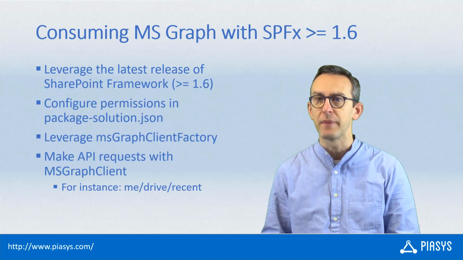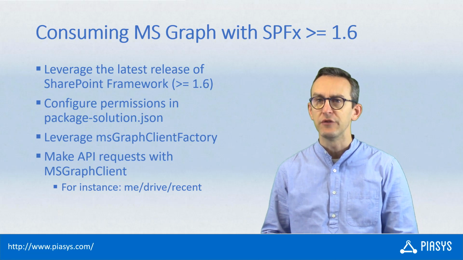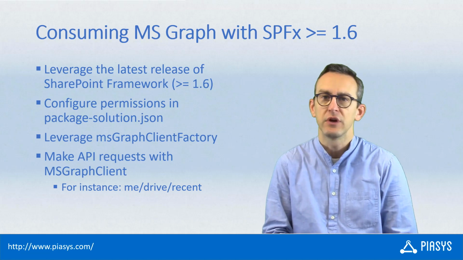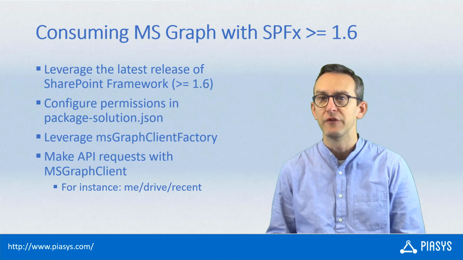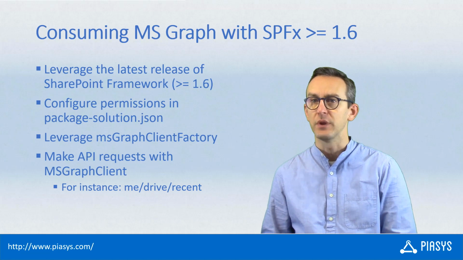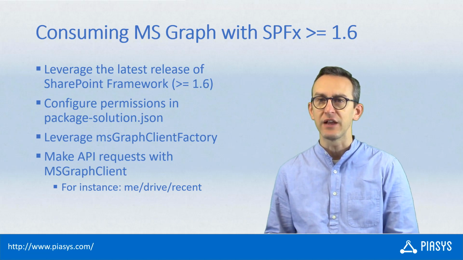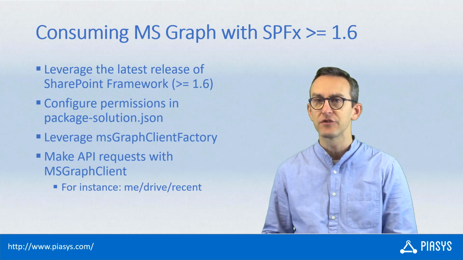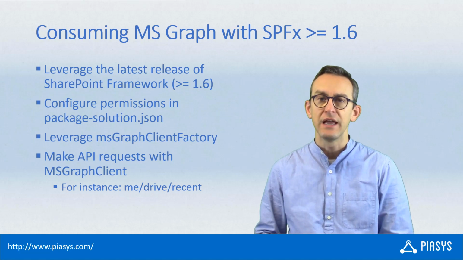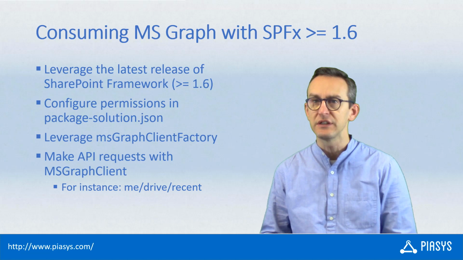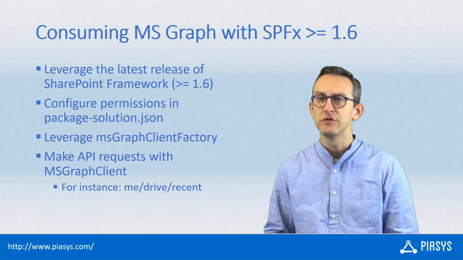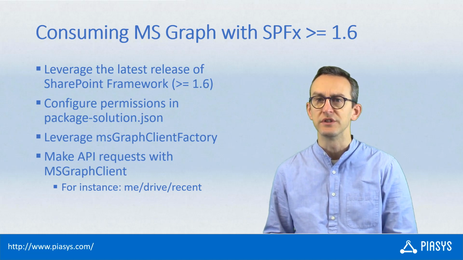Now, from a SharePoint Framework perspective, in order to consume those APIs, you will need, first of all, to start using version 1.6 or higher of SharePoint Framework. Actually, you can use an earlier version too, but you will have to do quite a lot of manual activities. Starting from 1.6, you have full support for consuming the Microsoft Graph. In SPFx 1.6 or higher, you can declare in the package-solution.json file the permissions that you will require to consume the target API. And you will be able to use the MS Graph client factory type, which is provided through the context of SPFx, to create an MS Graph client instance and to use that instance to consume the target endpoint that you want to use in the Microsoft Graph.